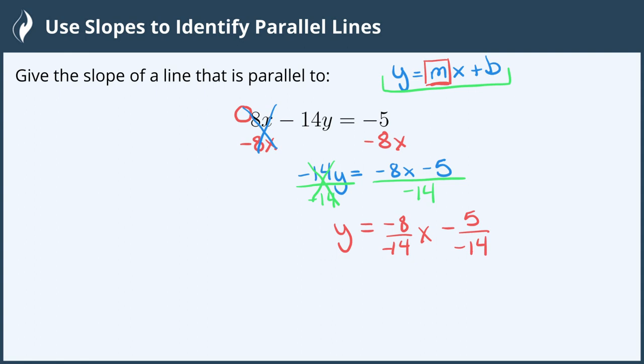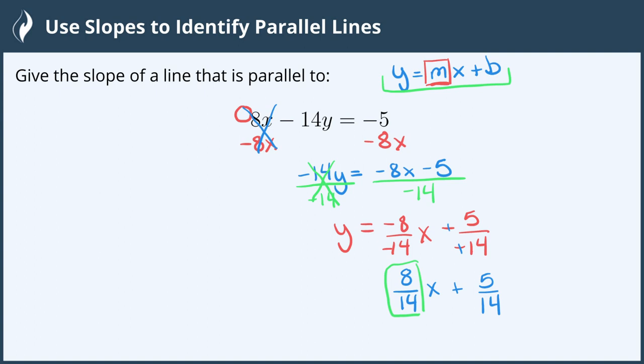Now we can go ahead and simplify. A negative divided by a negative is positive. So we have positive 8 over positive 14, and we have the x. And again, we have a negative divided by a negative, which makes positive 5 over 14. Now we're really only looking at the slope, which is our 8/14. But this isn't in simplest form.